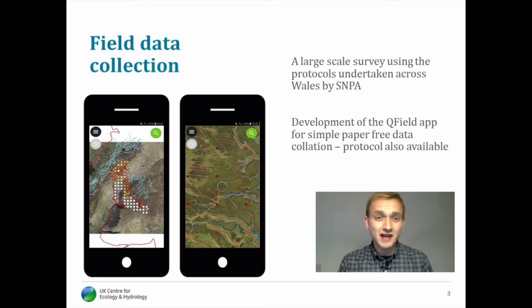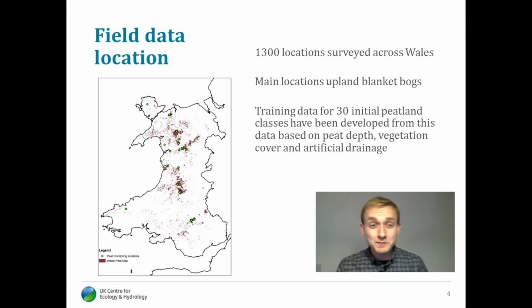So the protocol is applicable across all data collections as well, so you can adjust that, and it is also freely available through the Welsh SMS programme. And so the data, well, there have been 1,300 locations surveyed across Wales, with the main location being upland blanket bogs, because we love those here in Wales. This data has then been used to train an initial classification of 30 peatland classes based on peat depth, vegetation cover and artificial drainage.